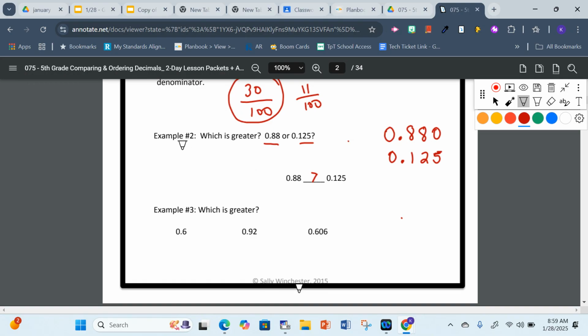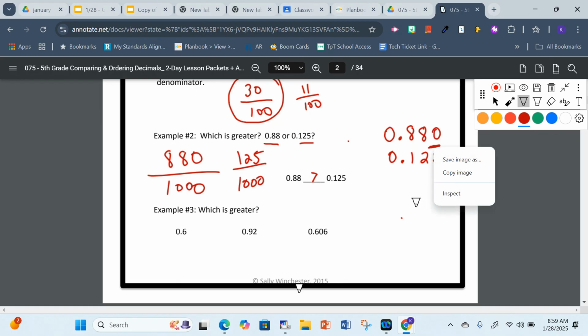We can also compare by making it into a fraction. So we would say 880 thousandths compared to 125 thousandths. Then I just fill in the 0 to make it go out to the thousandths place. Did you see that I did that? Okay, and then I do my fraction. My denominator is the last place value that's listed, which is thousandths. Okay, everybody see that? So I can compare it that way, or I can compare it this way.